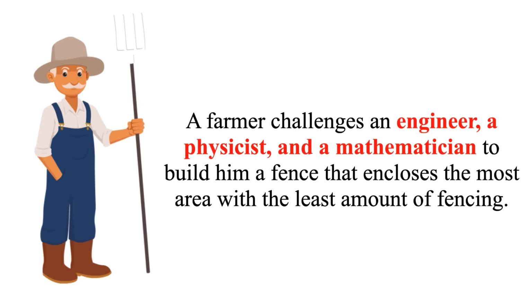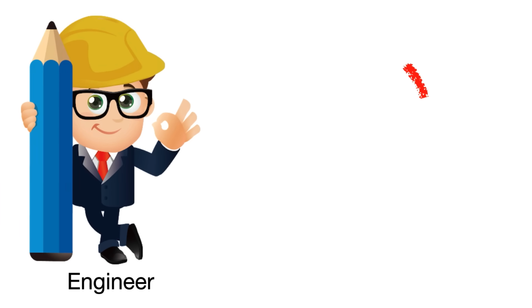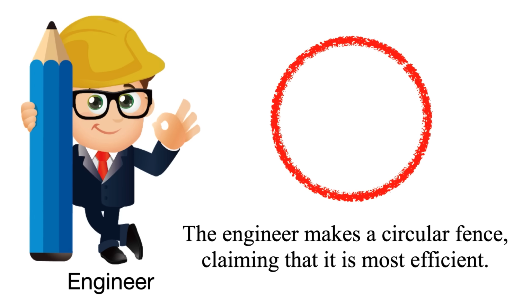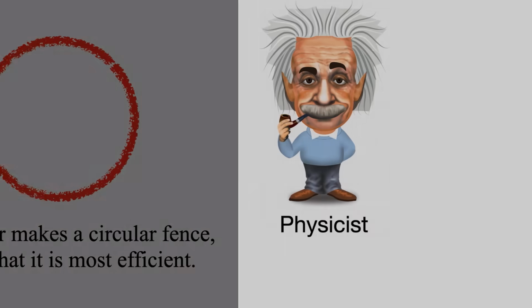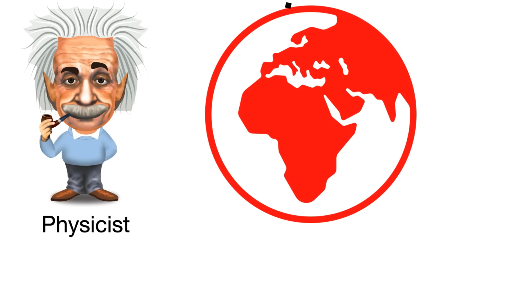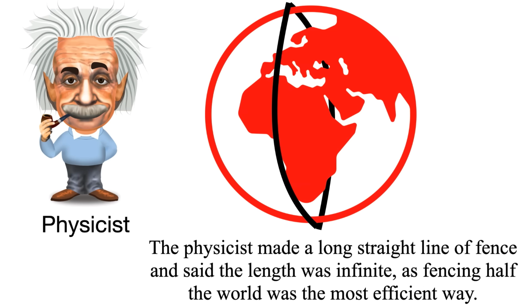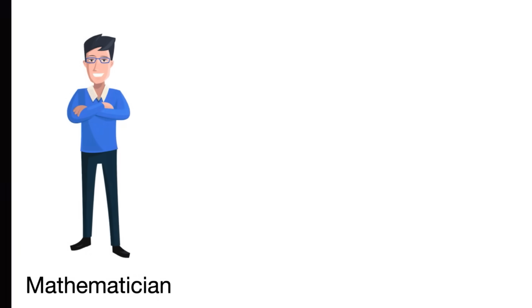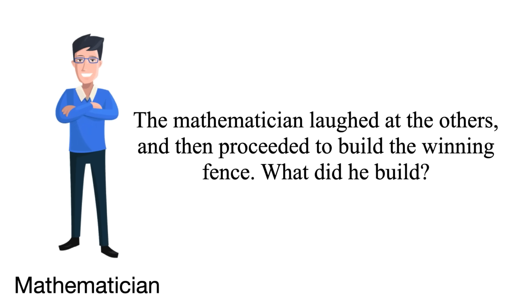A farmer challenges an engineer, a physicist, and a mathematician to build him a fence that encloses the most area with the least amount of fencing. The engineer makes a circular fence, claiming that it is the most efficient. The physicist made a long straight line of fence and said the length was infinite, as fencing off the world was the most efficient way. The mathematician laughed at the others and then proceeded to build the winning fence. What did he build? Let me repeat the riddle. Listen carefully.